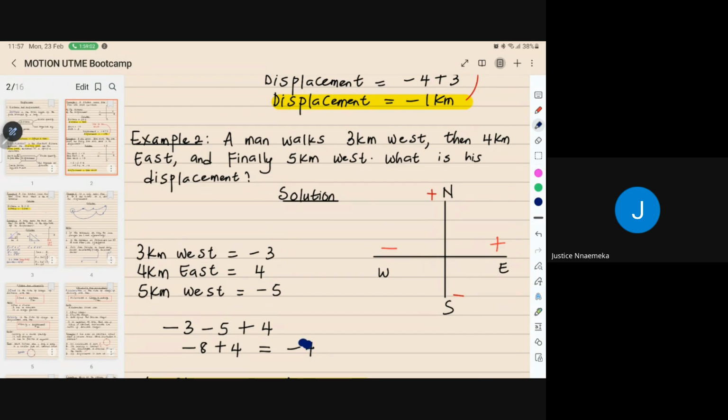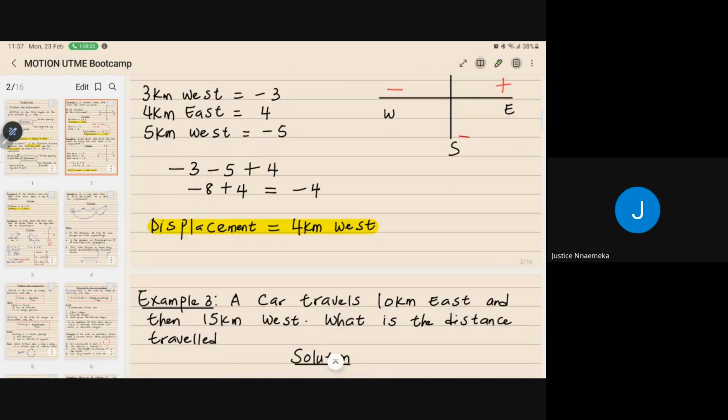We got -4. The negative sign simply means that is the direction, because displacement is a vector quantity, and the magnitude is 4. So the answer is what? 4 kilometer to the west. In your past questions, you're not going to see -4. You will see 4 kilometer west, 4 kilometer north, 4 kilometer this. So it means 4 kilometer to the west. That's what this negative sign implies. And I even wrote it right here.